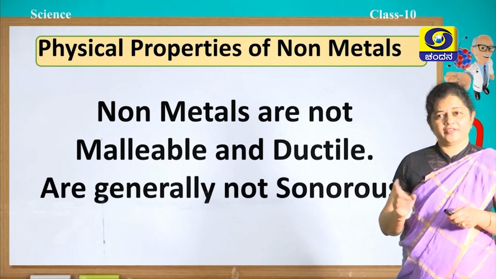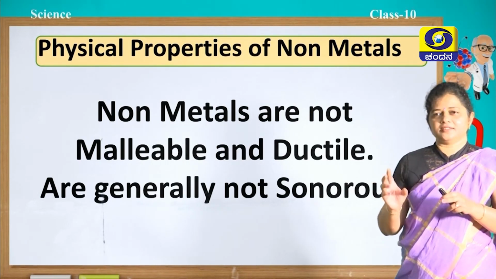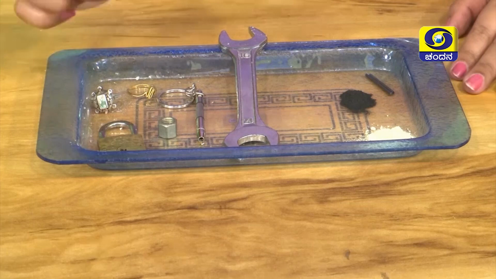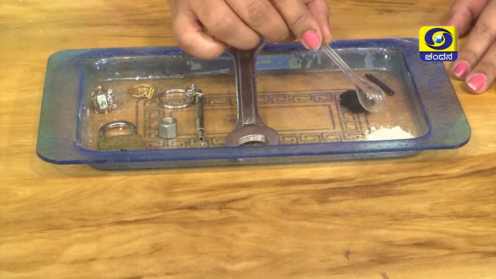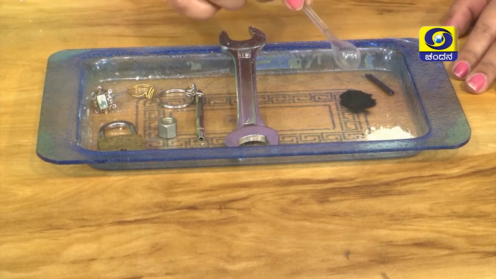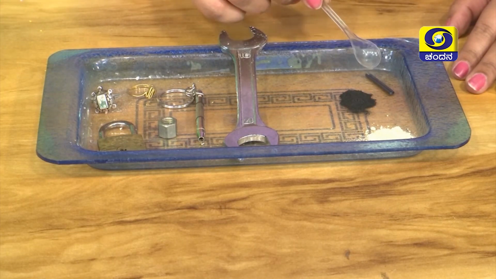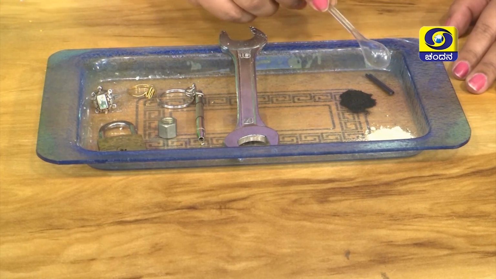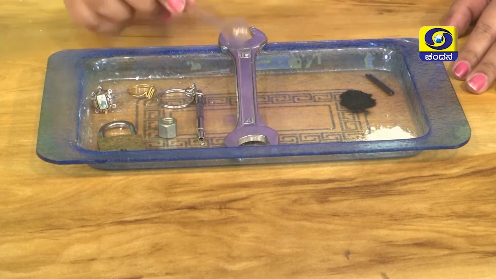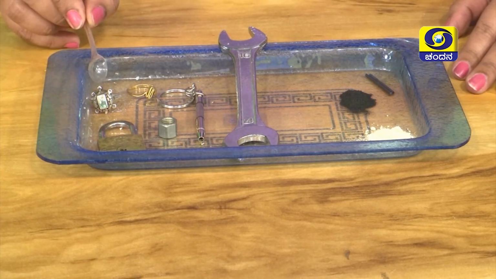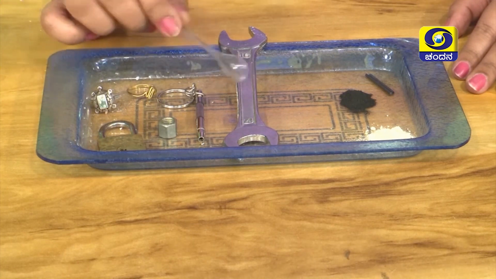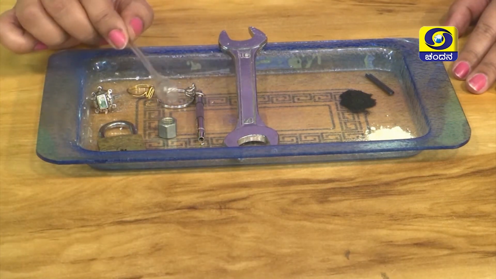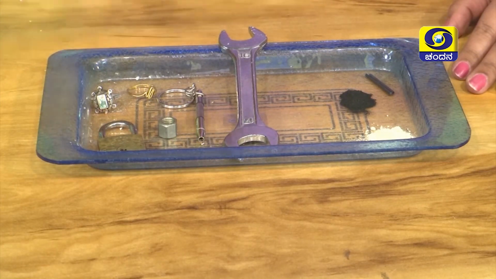Now let us have an activity to check whether the metals and non-metals conduct electricity. Now let us observe the physical state of certain metals and non-metals. This is sulfur, this is charcoal powder, that is carbon, and this is graphite. These two are allotropic forms of carbon, which is a non-metal. So these are metals. This is silver and this is gold and this is brass and these are all steel. That means iron.